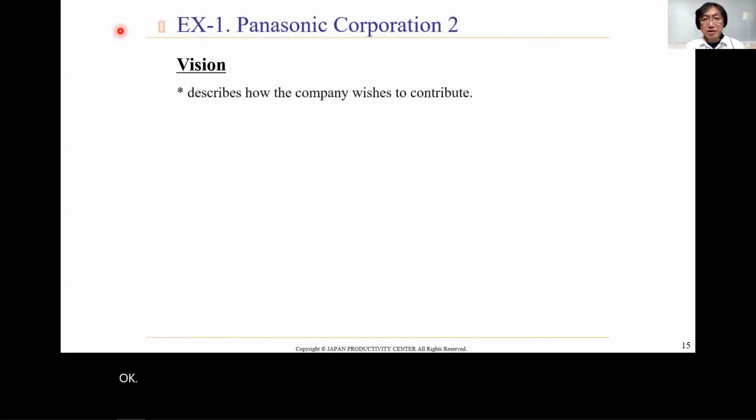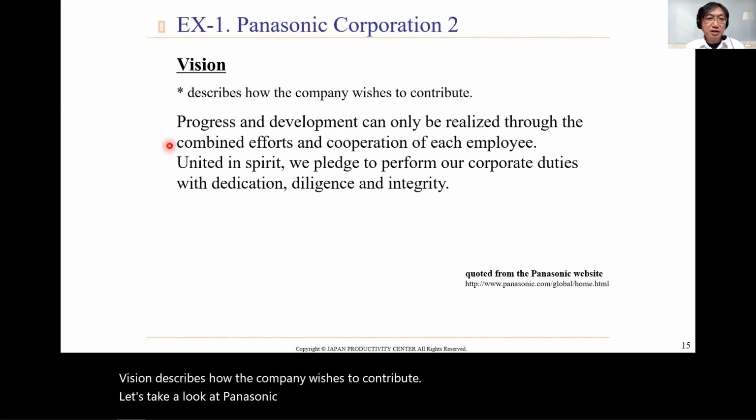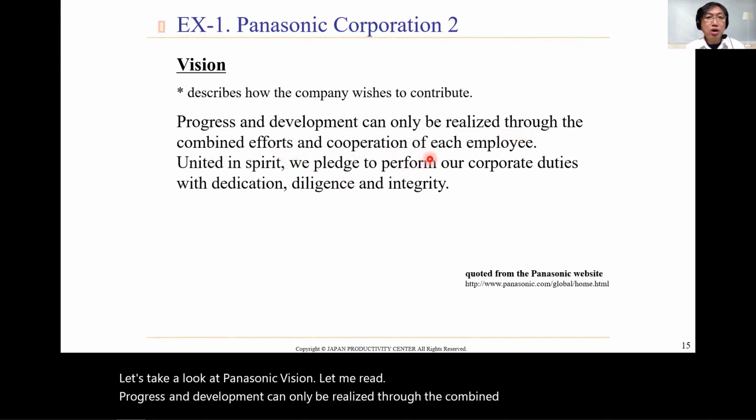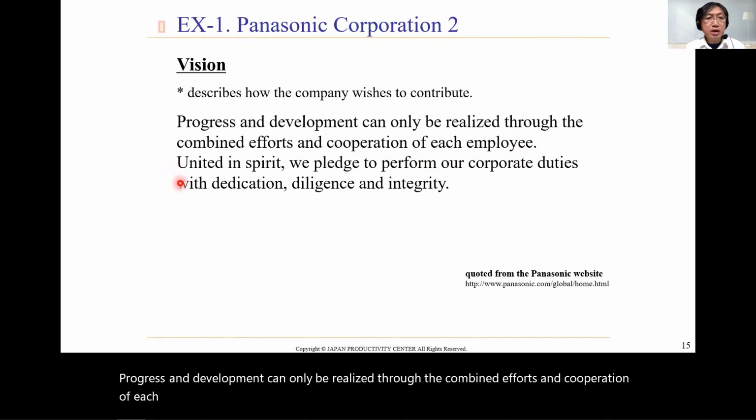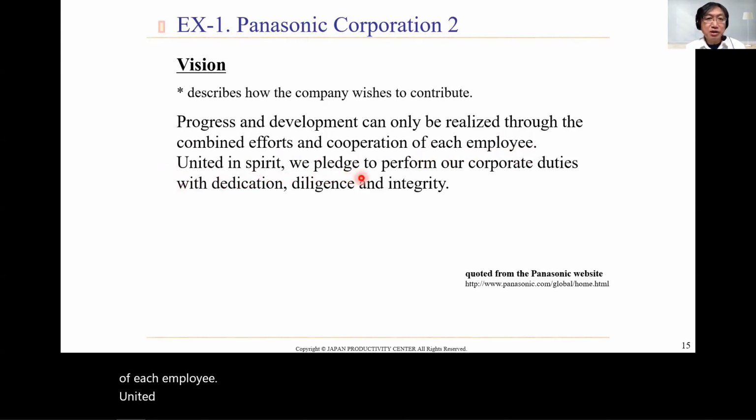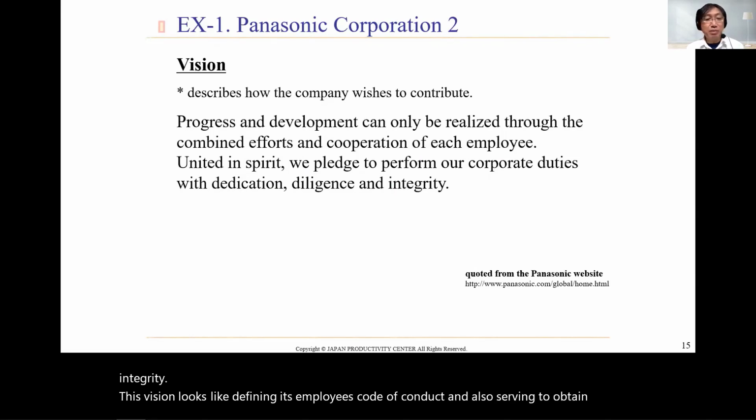Vision describes how the company wishes to contribute. Let's take a look at Panasonic vision. Let me read. Progress and the development can only be realized through the combined efforts and cooperation of each employee. United in spirit, we pledge to perform our corporate duties with dedication, diligence, and integrity. This vision looks like defining its employees' code of conduct and also serving to obtain the trust from the public.